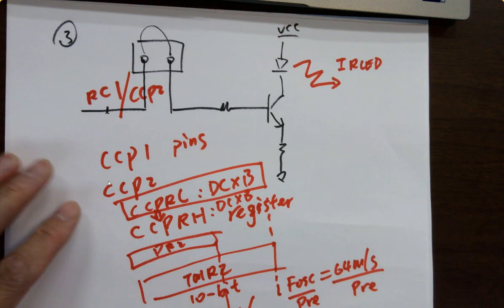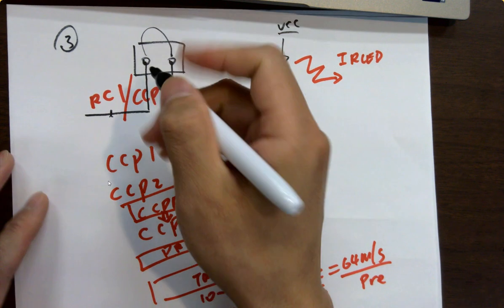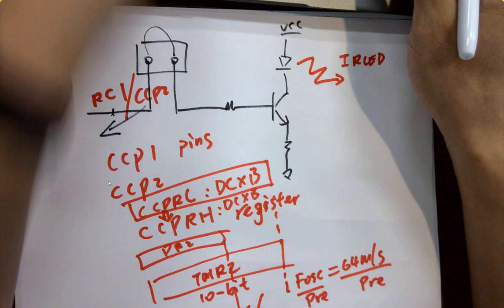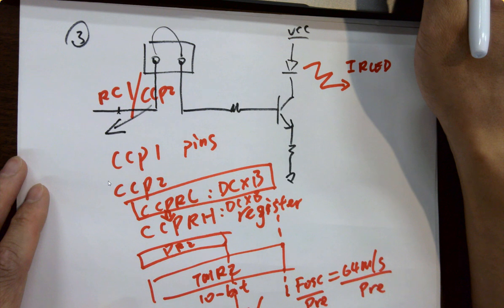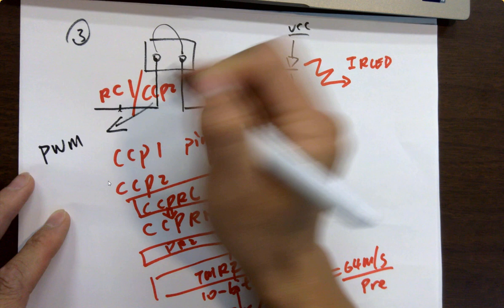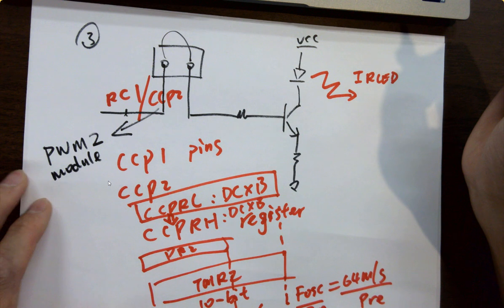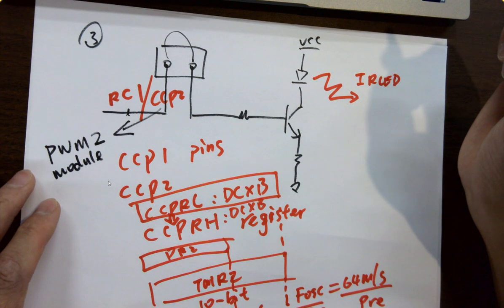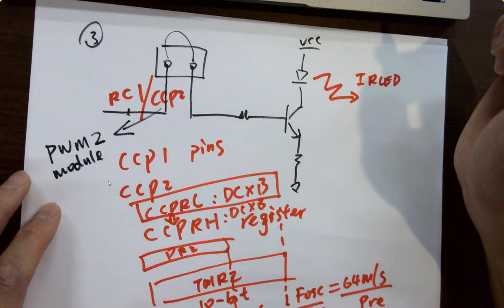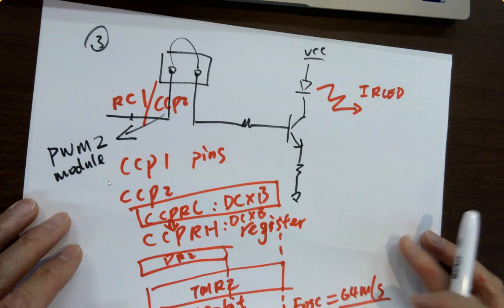Okay, so we are thinking, hey, RC1 is connected to CCP2, and CCP2 is for what? PWM what? CCP2 is for what? PWM2 module. Okay? CCP1 is for PWM module 1, and CCP2 is the output of PWM module 2.